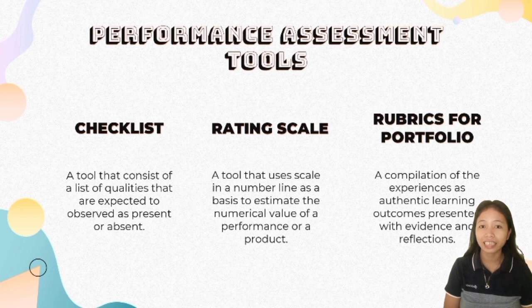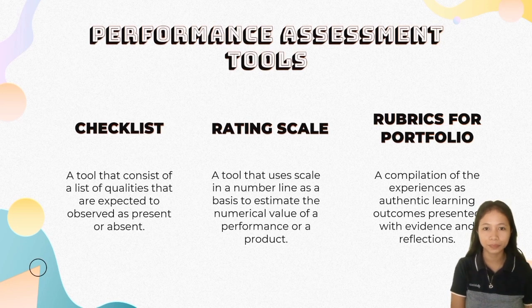Next is rating scale. A rating scale is a tool that uses a scale in a number line as a basis to estimate the numerical value of a performance or a product. The value is easier to score if the points are in whole numbers. And last is rubric for a portfolio. A portfolio is a compilation of the experiences as authentic learning outcomes presented with evidence and reflection. To assess the total learning experiences as presented in a holistic package, an assessment tool called a rubric is utilized.